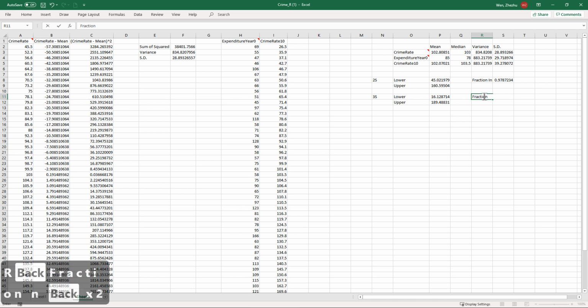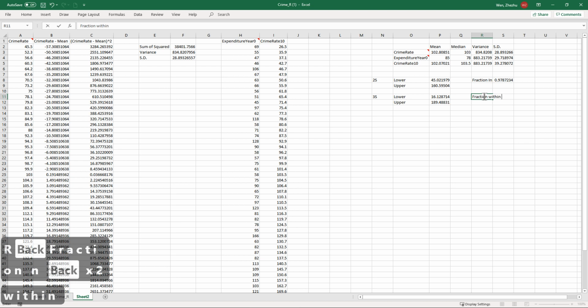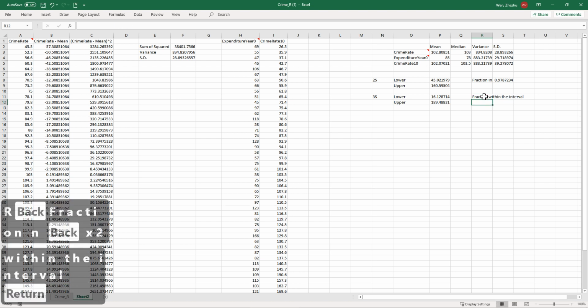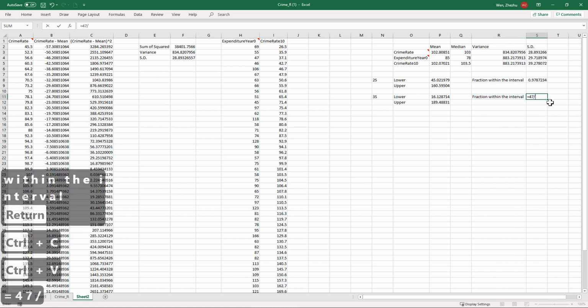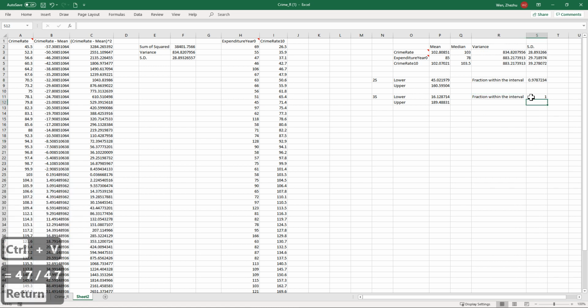Fraction within the interval. Did I write that long here? Yeah. So it's going to be even greater. So it's going to be 100%. Everybody is going to be staying within this interval.